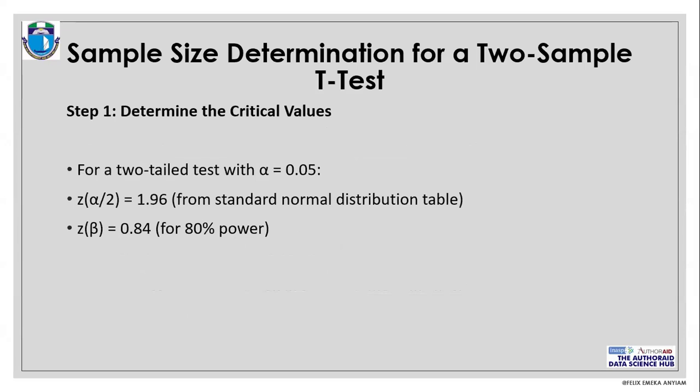So step one, you determine the critical value. Our default is 0.05, that's standard for the p-value. Then the 1.96 comes from the standard normal distribution table. That is also a constant. 1.96 is a default, and we will demonstrate that. I will show you how the 1.96 came about. Just hold on. Then our power of 80% gives 0.84, it's a constant, it's a default.